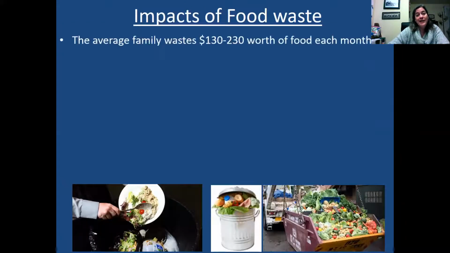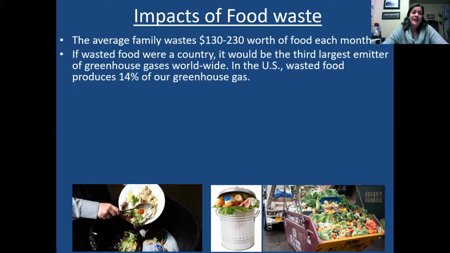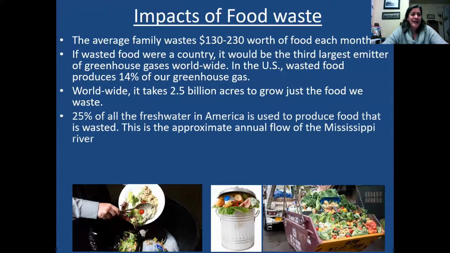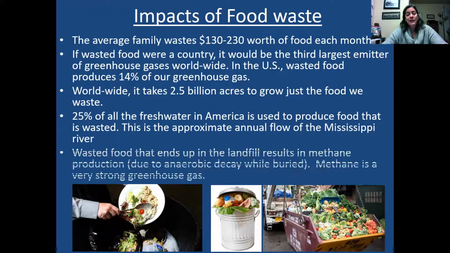So what are the impacts then? So this is how much money the average family wastes each month due to food waste. Wasted food, if it were a country, would be the 3rd largest emitter of greenhouse gases. Producing food actually is a pretty big greenhouse gas producer. And it takes 2.5 billion acres to produce the food that we end up wasting. And a whole lot of fresh water goes into producing our food too.